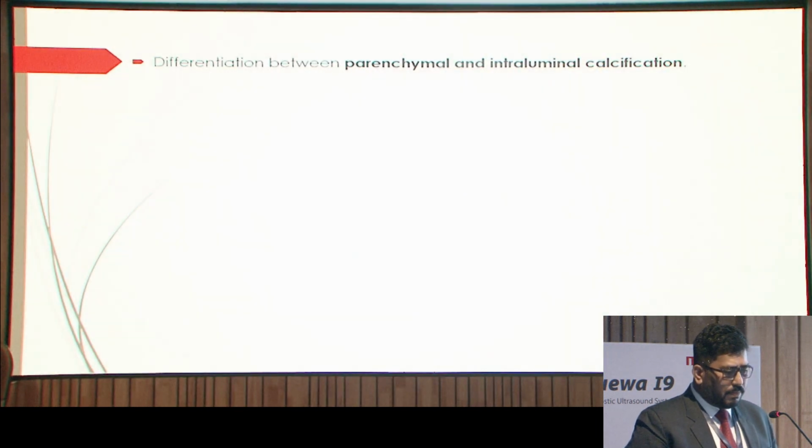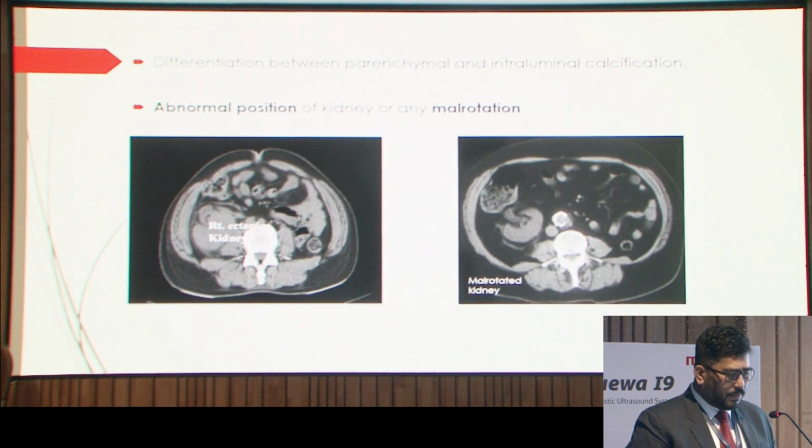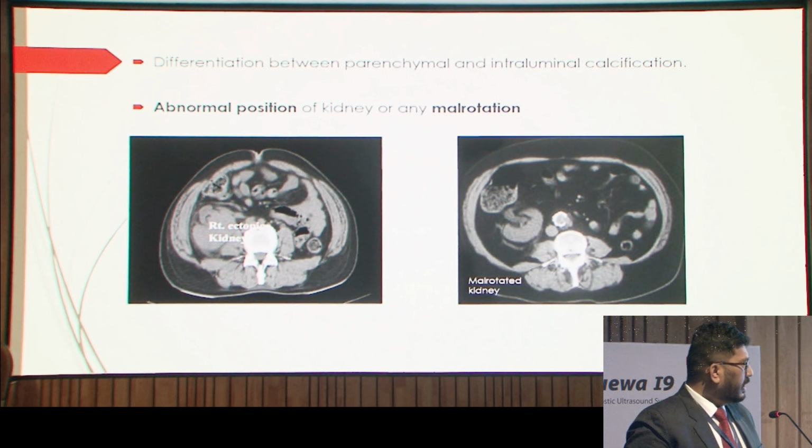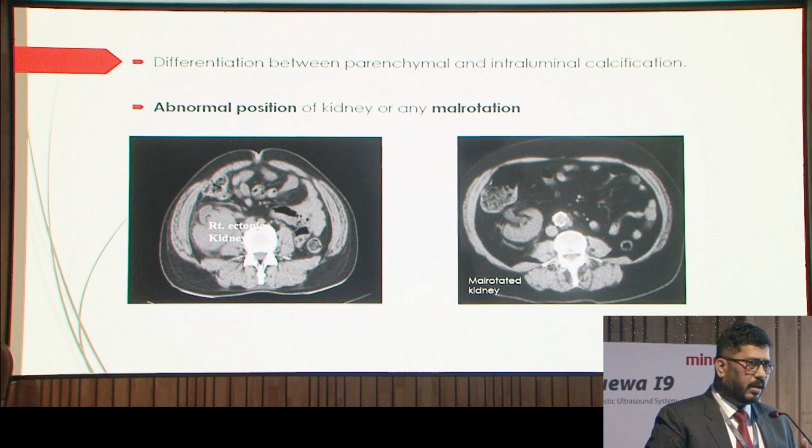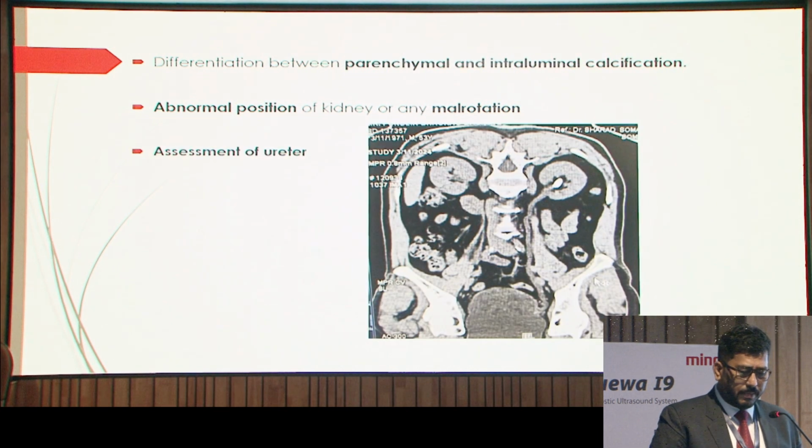Differentiation between parenchymal and intraluminal calcification. Then CT scan should give us better idea about any abnormal position of the kidney and or any malrotation if it is there, like pelvic kidney or ectopic kidney, horseshoe kidney, to decide upon the plan of the treatment.